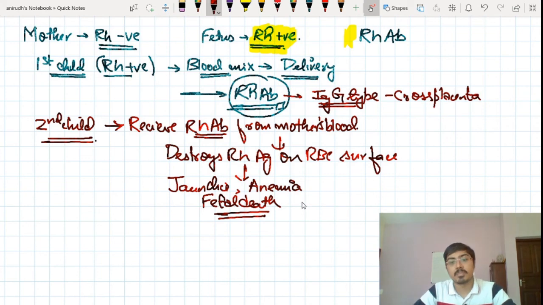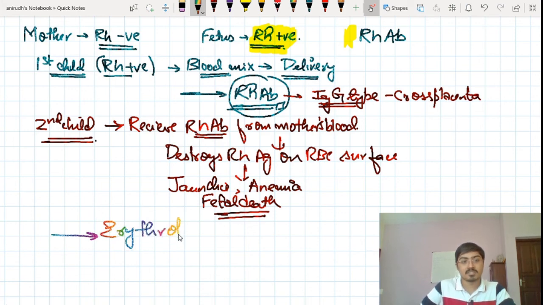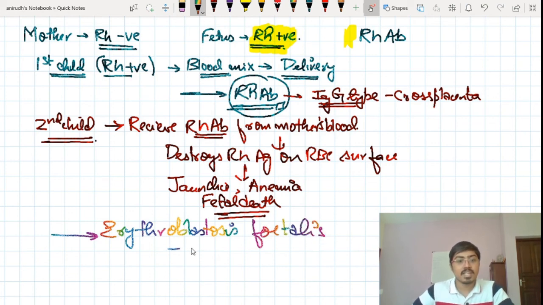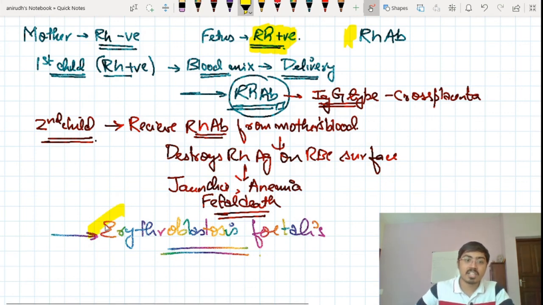All these things are possible, and this is what is called by a general name, erythroblastosis fetalis. Right? Or I can call it the hemolytic disease of the newborn, and this is the word that is given in NCERT, erythroblastosis fetalis.